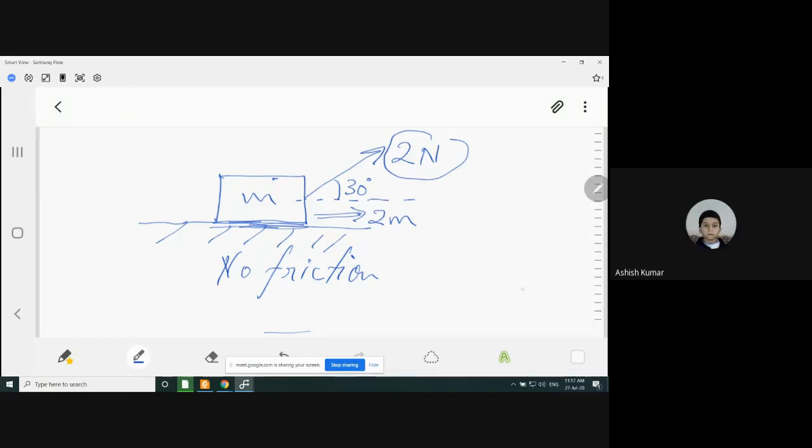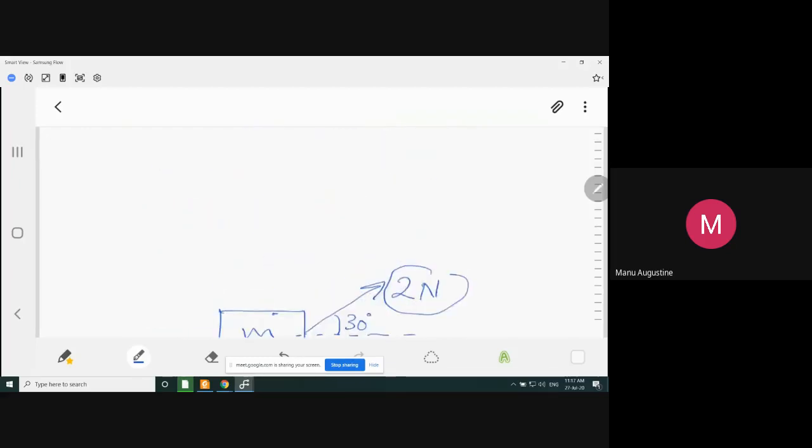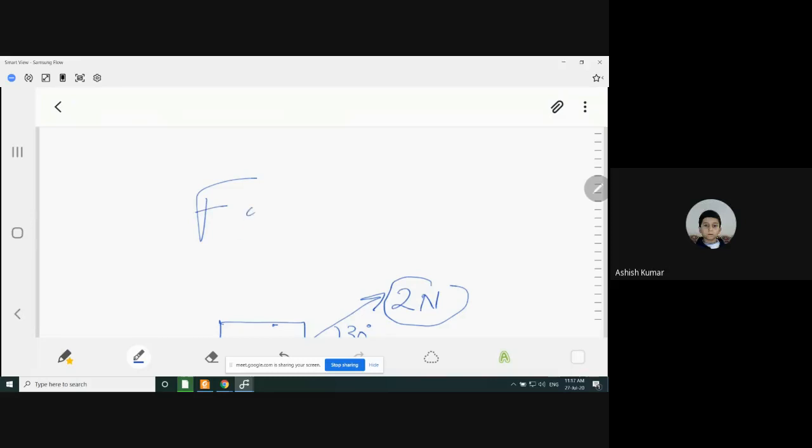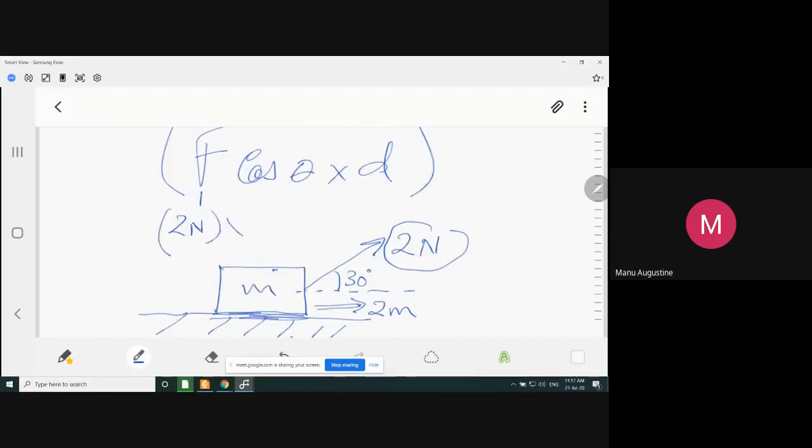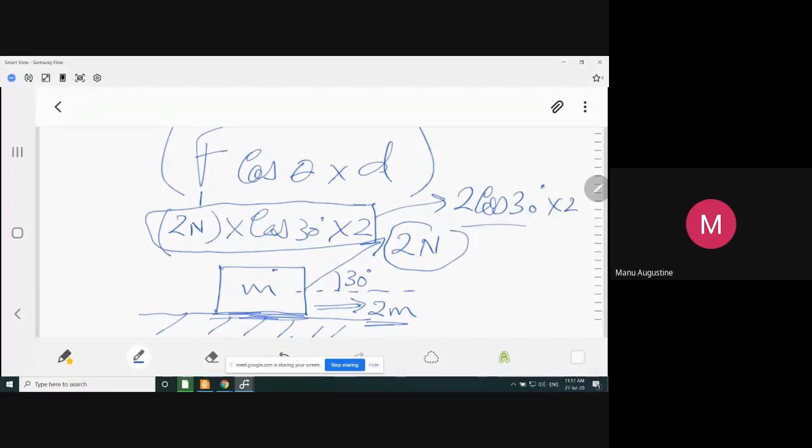So the formula for work done is F D cos theta, that is, force into cos theta into distance. F is 2 Newton, theta is 30 degrees. So that means 2 Newtons multiplied by cos of 30, and that multiplied by the distance, that is 2 meters. So this eventually comes out to be 2 cos 30 multiplied by 2.